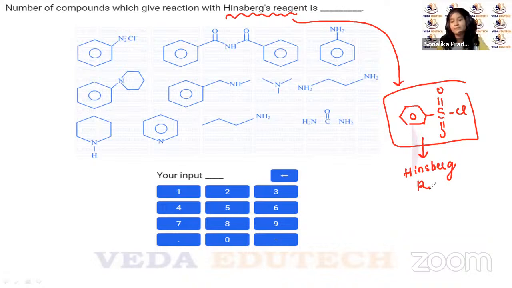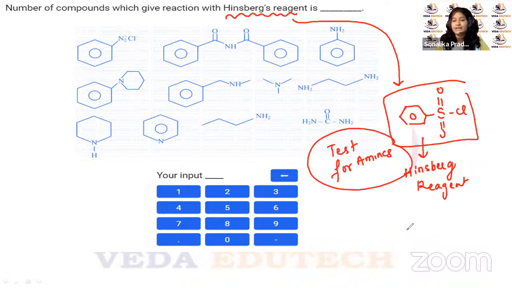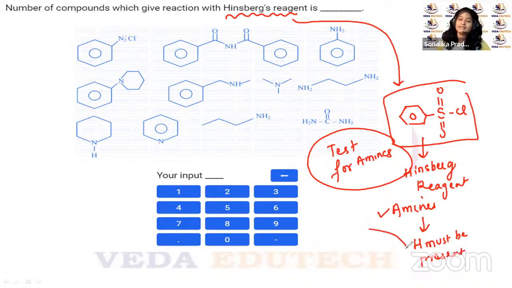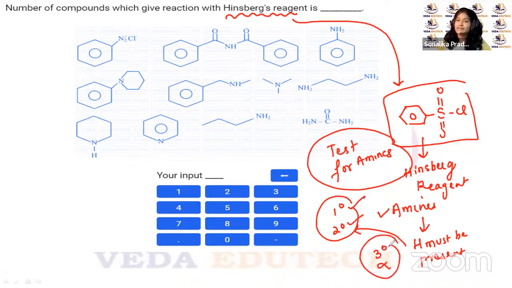So talking about the number of compounds, who all react? This is a test for amines, as you know. So the amines are going to react. And in the case of amines also, hydrogen must be present. That is, it is telling us that only 1 degree and 2 degree amines are going to react. 3 degree amines do not react with Hinsberg reagent.